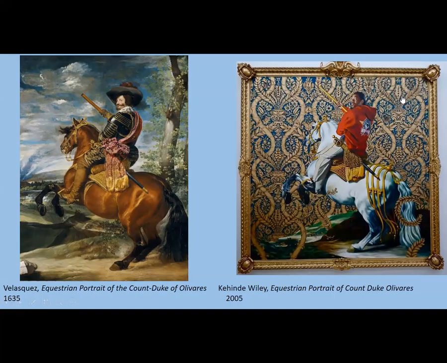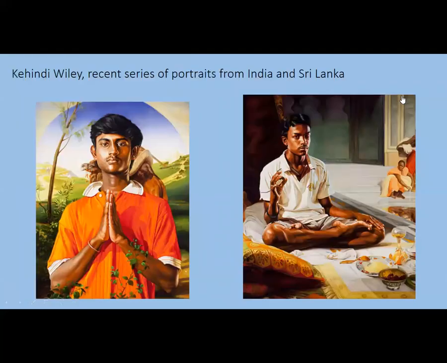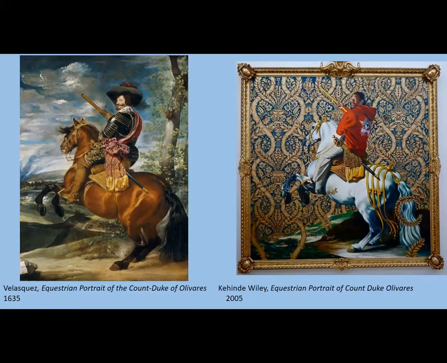He also went to Sri Lanka and India and talked to men on the street and then painted paintings of them like they were either royalty or religious figures. But we're going to talk about this one painting in terms of these basic formal elements.